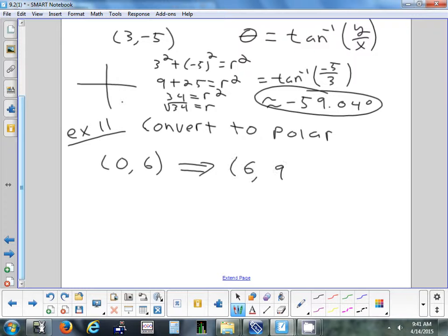Yep. So we've gone up 6. Okay, so if I said, how far are you from the origin? Well, you went up 6. You're 6 away from the origin. And you went up. Up is 90. And again, you could write that 3 different ways. Any question on that one? Right. Any other questions in general on what we've done in 9.2 so far?